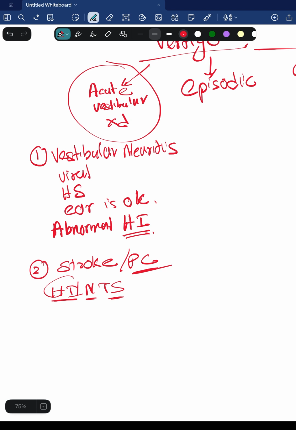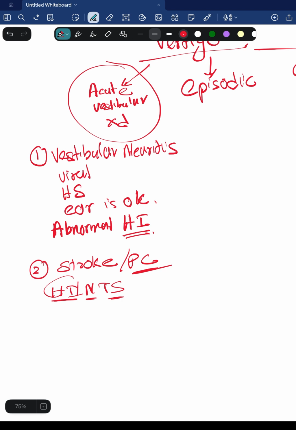Why are we talking about direction change in nystagmus? So what is direction change in nystagmus? It is when you are looking to the right, the nystagmus might be to the left, and then when you're looking to the left, the nystagmus might be to the right. So it's a direction change in nystagmus, and that is concerning for stroke.